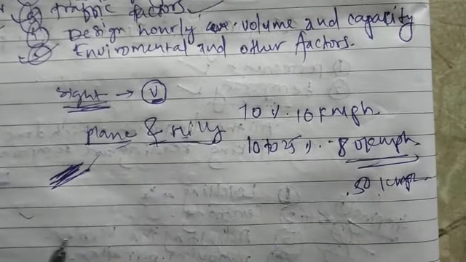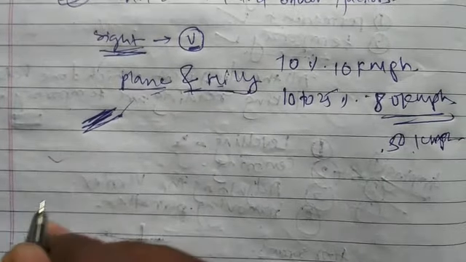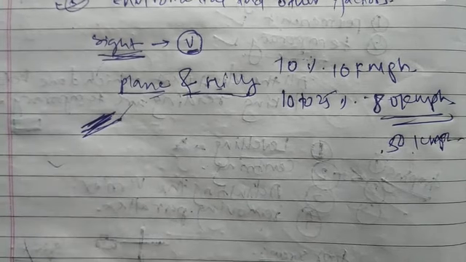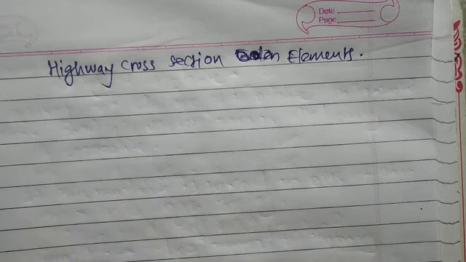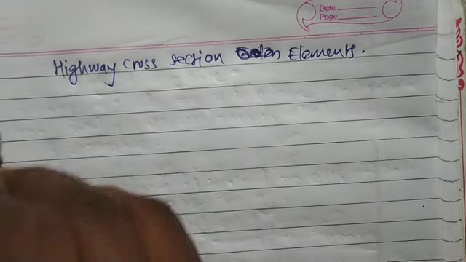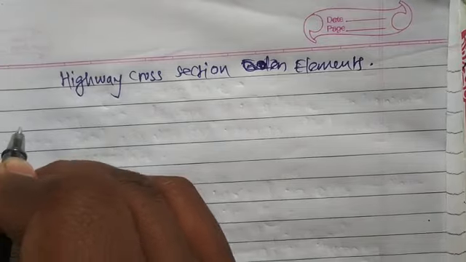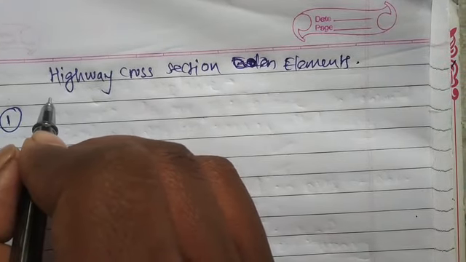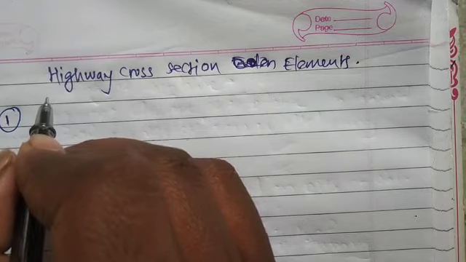Now we will see the highway cross section elements. This will be important. Now we will see the highway cross section elements one by one. The first element which we are going to study is friction.